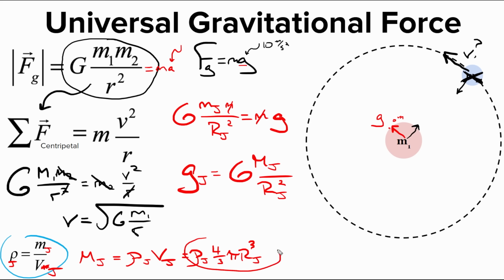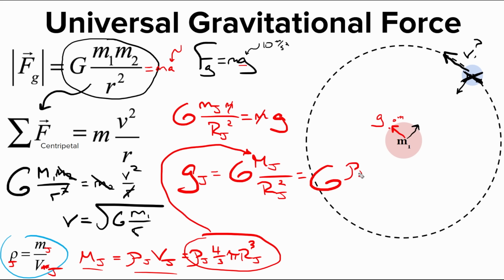So you could plug this whole thing in. You're like, I don't know where to plug it. This is the mass. Mass is rho v. Plug the mass into the mass, and you'd get a new formula. It'd be big G, rho of Jupiter, 4/3 pi radius of Jupiter cubed. I know it's gnarly, but you should be able to do it. All of that divided by radius of Jupiter squared. And look, you can cancel some stuff out.